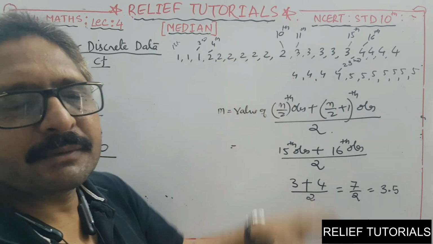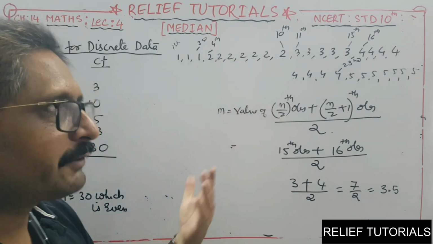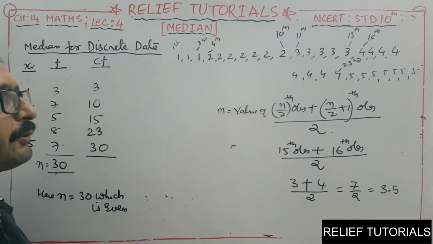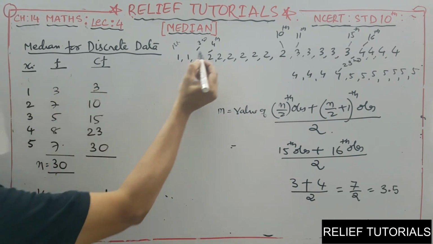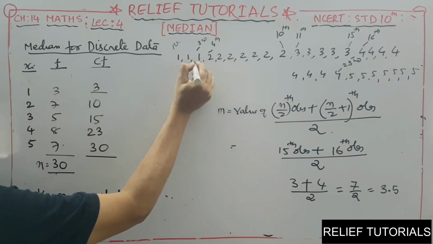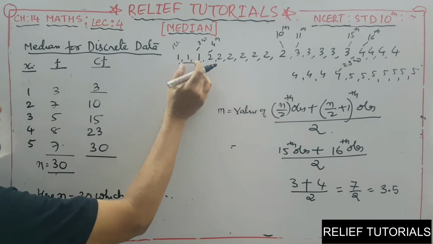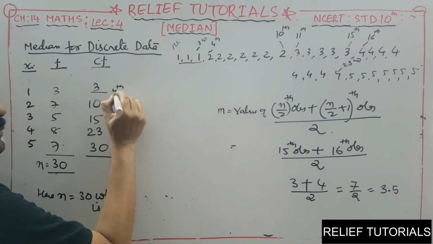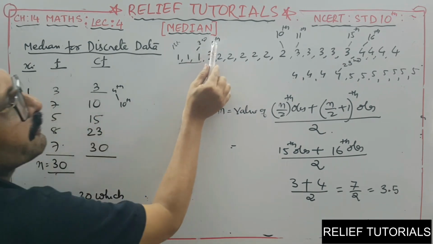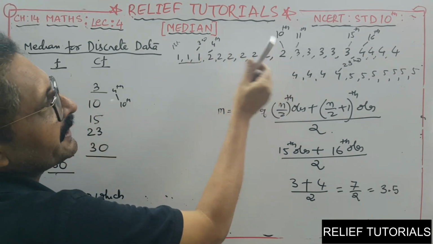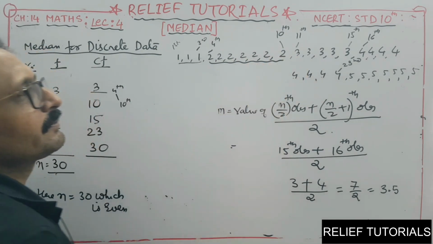But I told you every time this is not possible. So how will it be helpful? For this you have to find cumulative frequency. Now just count the area. See, up to the third observation it is 1 mark. Now from the 4th to the 10th observation it is 2. Clear?